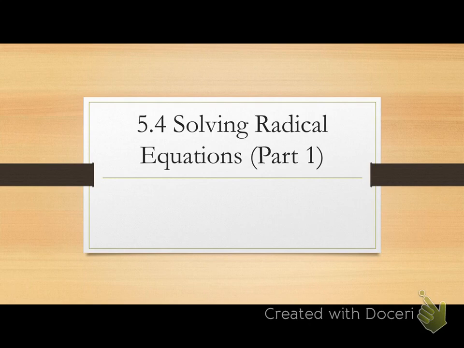Solving equations. You guys have been solving equations since pre-algebra. So hopefully we remember some stuff about solving equations. We're just adding the spin on it of throwing the radicals in there. But we can handle them. It's not too bad.